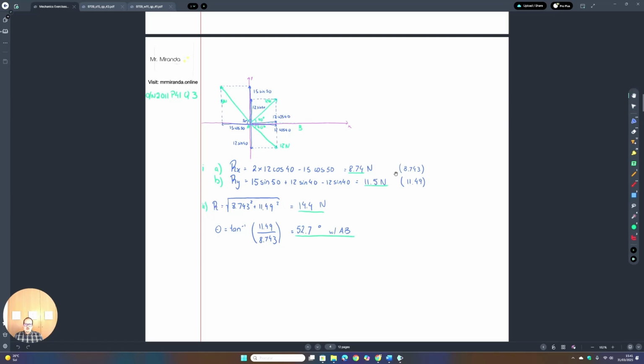Calculating the resultant, you use these two values so that you don't do double rounding. So it's going to be the square root of this squared plus that squared, and you have a value of 14.4 newtons, correct to 3 significant figures. The angle is going to be tan inverse of the y component divided by the x component, and that's going to be a 52.7 degree angle with the direction AB, or the x-axis in this case.